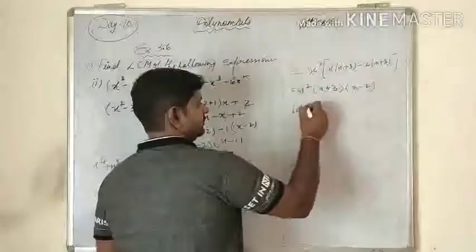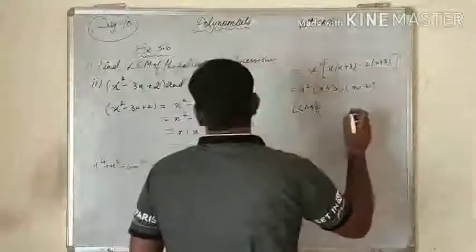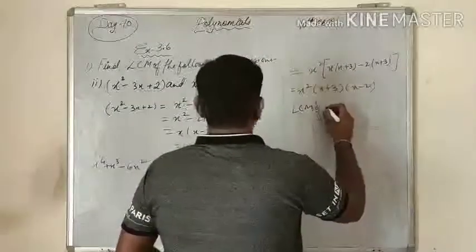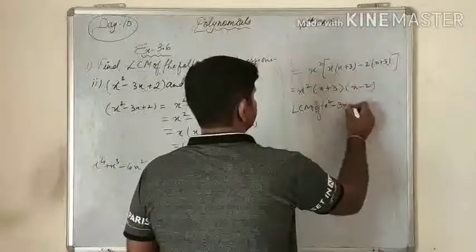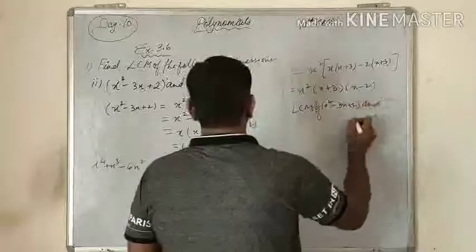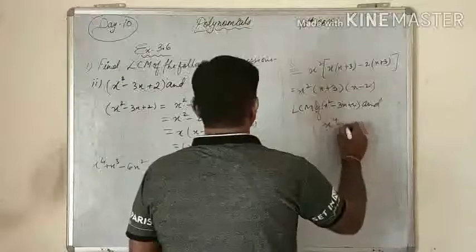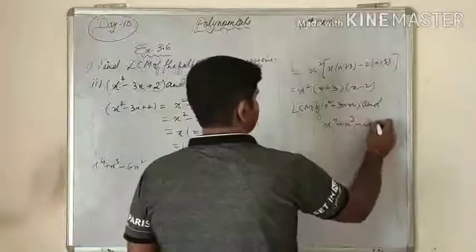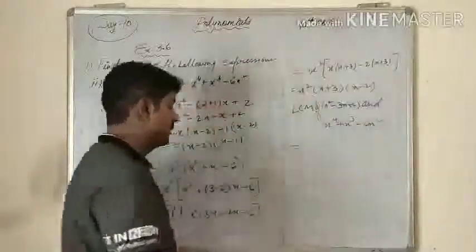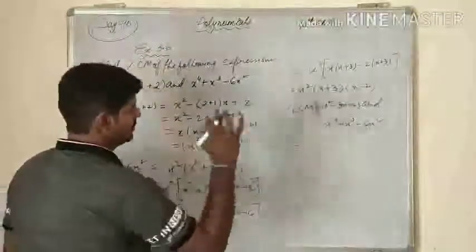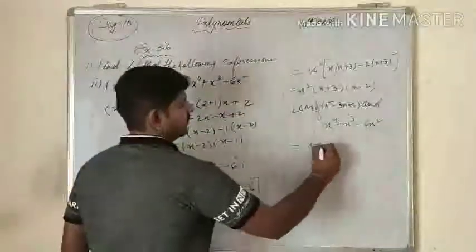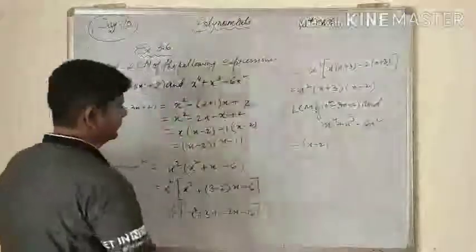Now the LCM of x square minus 3x plus 2 and x raised to 4 plus x cube minus 6x square. Their LCM we are finding. All the factors we will write. There is x minus 2 here. There is also x minus 2, so that is common. So we will write it once.